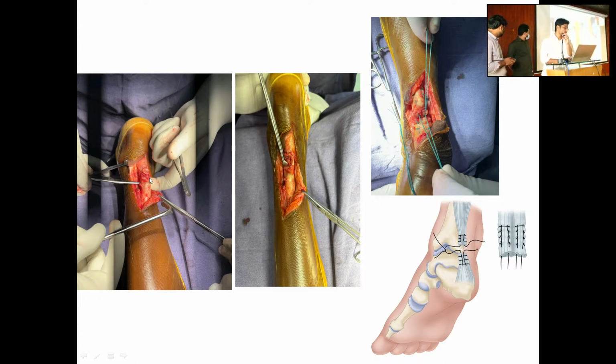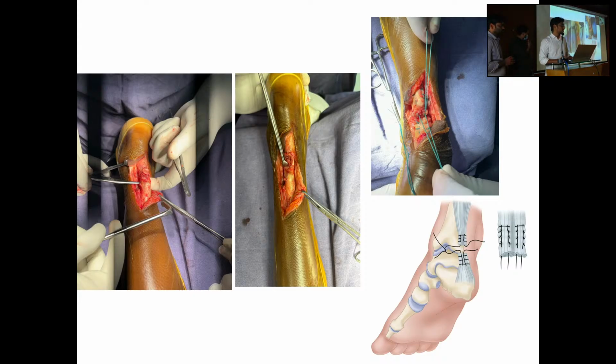Tuberosity, sir, and the gap is about 3 centimeters. So we have done an end-to-end anastomosis using Krakow technique. What is the gap? 3 centimeters, sir. In flexion, dorsiflexion, or plantar flexion? No, sir, only radiology. In ultrasound, it has given us a partial tear, but on opening it is a complete tear.